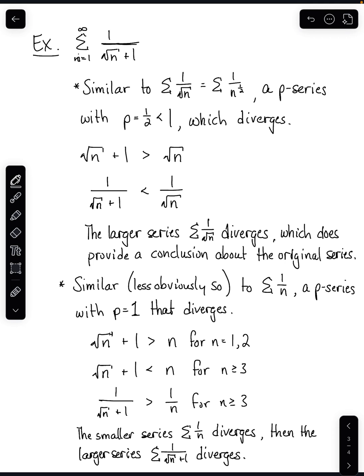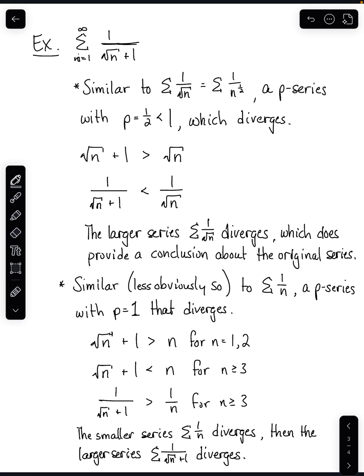So the direct comparison test is tricky. It requires the right choice of a comparison series. The most obvious choice may not work. We might need to get a little bit more creative and use a slightly less obvious series. But again, as long as we pick a series that is easy to determine the convergence or divergence of, and fits the correct requirements, either a bigger series that converges or a smaller series that diverges, then it will suffice.